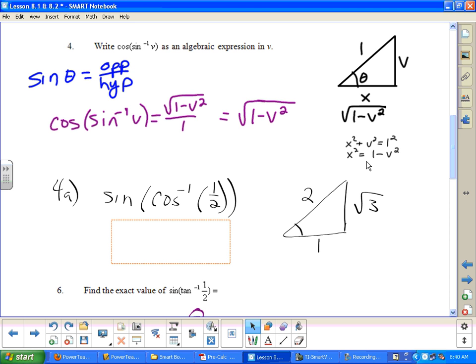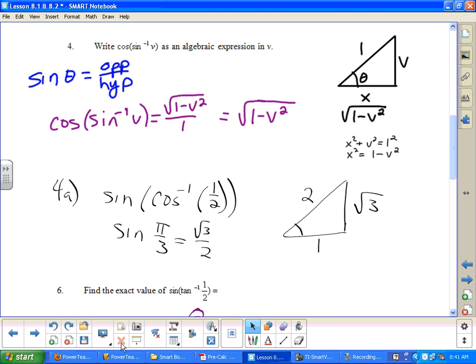Okay? So let's think about a triangle then for a minute, like we did here. Okay? Cosine is adjacent over hypotenuse. Adjacent side is 1, hypotenuse is 2. If we use the Pythagorean theorem, we would get the square root of 3 for the opposite side. And then the sine from here would be the square root of 3 over 2. Okay? So we end up basically with saying the sine of pi over 3 is square root of 3 over 2. And I could do it with a right triangle as well.